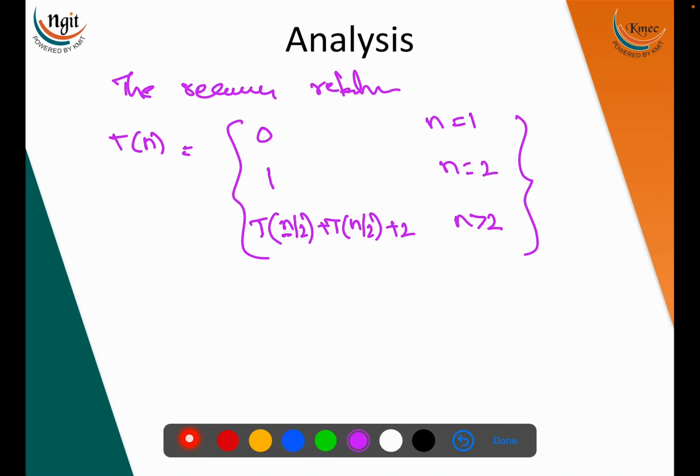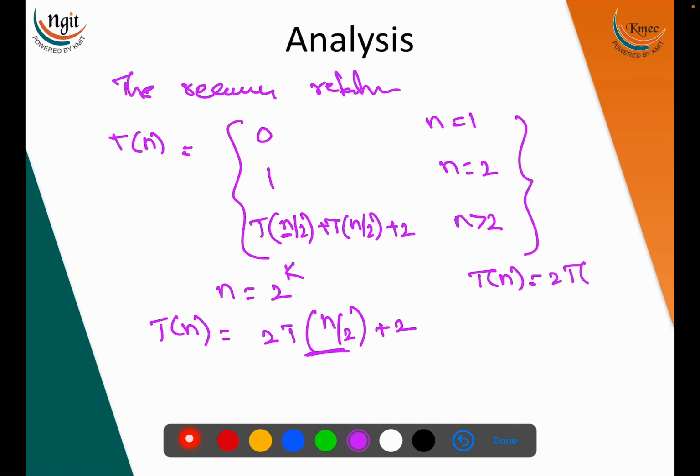So now, where n is 2 power k, for some positive integer k, then T of n is equal to 2 into T of n by 2 plus 2. So find out what is T of n by 2. You can find it like this, right? T of n is 2 T of n by 2 plus 2. So n by 2 is what? 2 into T of n by 2 square, which means T of n by 4 plus 2.